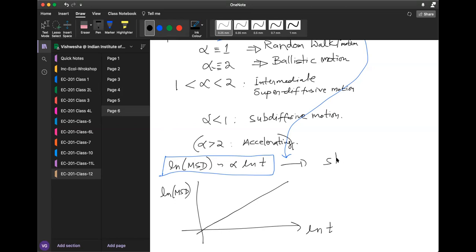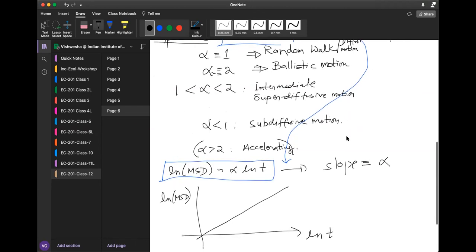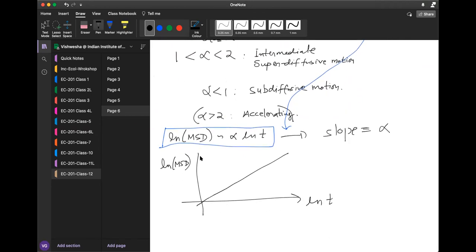The slope corresponds to alpha, right? If you do this, the slope becomes alpha. So if you measure the slope of this log-transformed data, then the slope measures the exponent of the mean square displacement. So alpha is also called the random walk exponent, also called the Levy exponent. The slope of this log-transformed data will help us measure the properties of the movement of an animal.